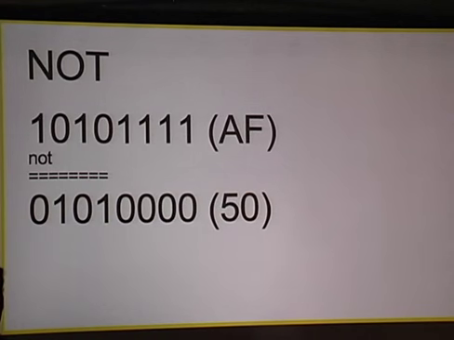NOT just flips all the 1s and 0s, that's all it does. So if it was a 1, make it a 0. If it was a 0, make it a 1. So AF gets converted to 50.